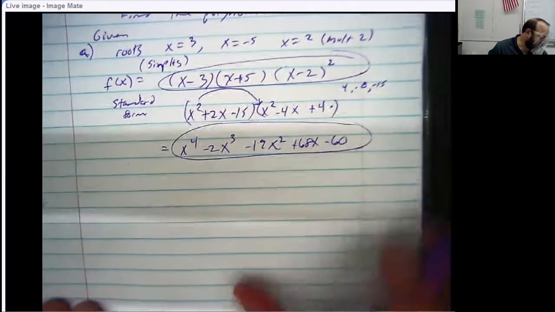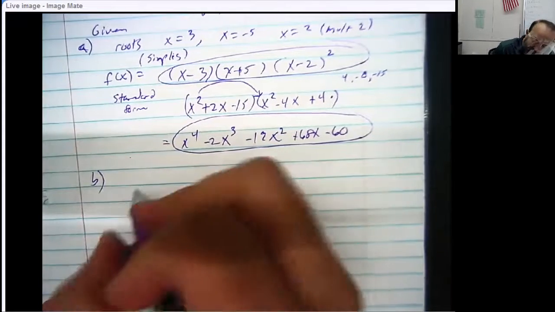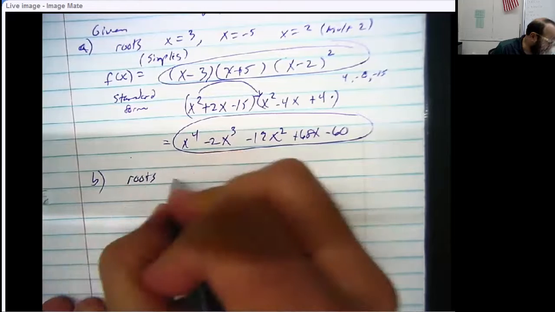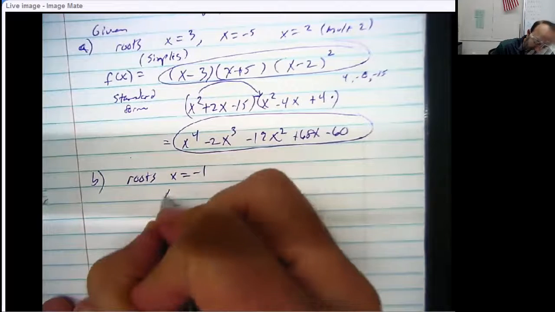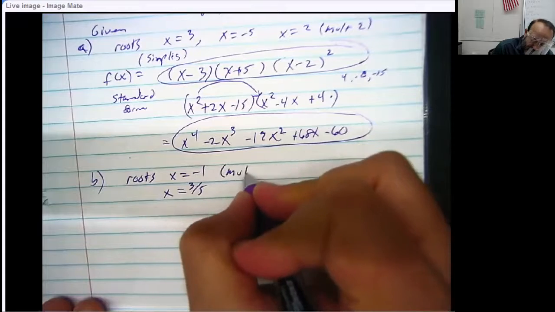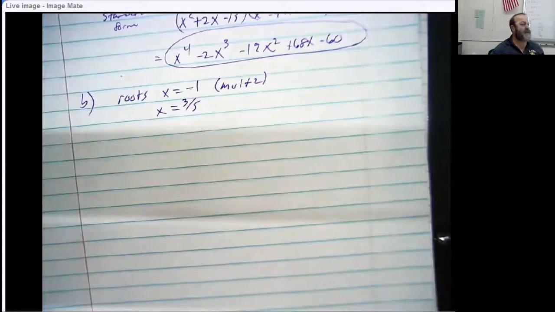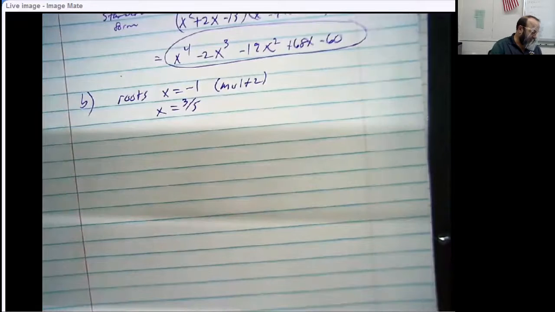So let's see if you guys can do one of these on your own. So here's B. You're going to have roots of x equals negative 1 and x equals 3/5. And the negative 1 part has a multiplicity of 2. So I made yours a little bit nicer than mine because yours is a cubic. I made mine a quartic.